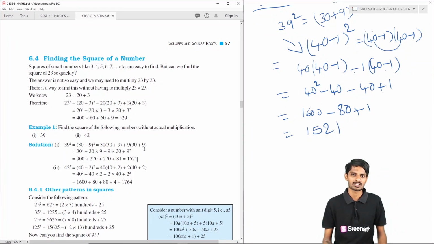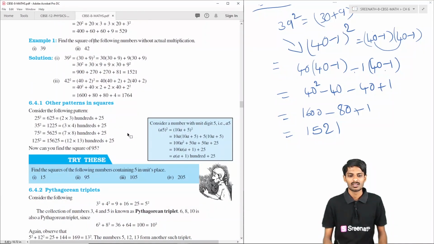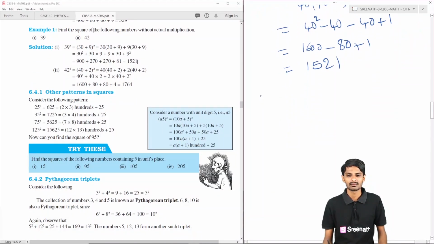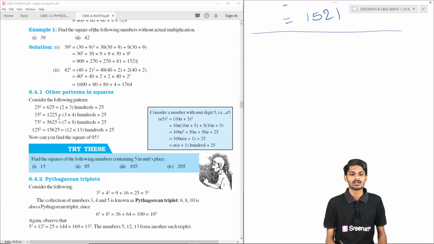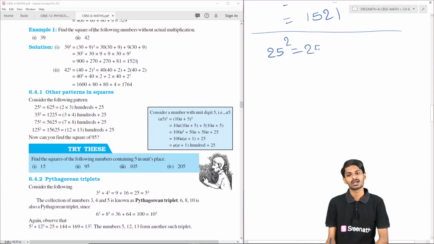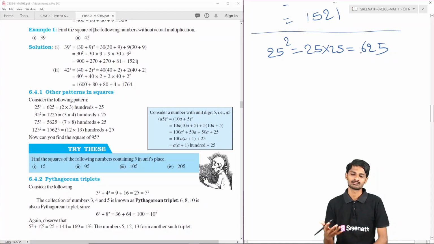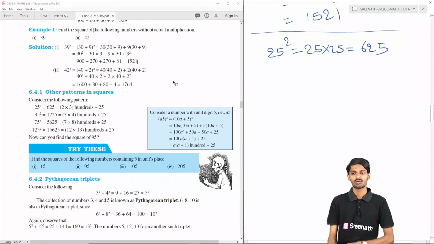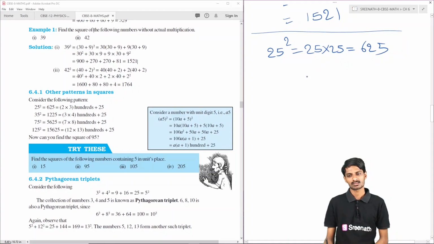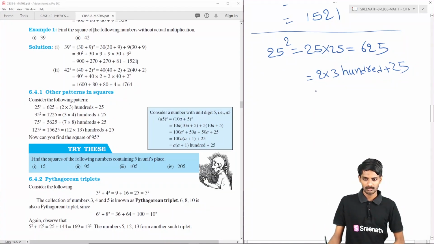Here the answer is also the same. Now, other patterns in squares. Our favorite number is 25. So 25 square is 25 into 25, that is nothing but 625. And if you want to write it another way, here there is 2, so 2 into 3 into 100 plus 25. So 2 into 3 is 6, 600 plus 25, 625.